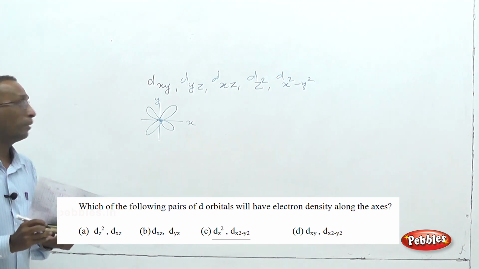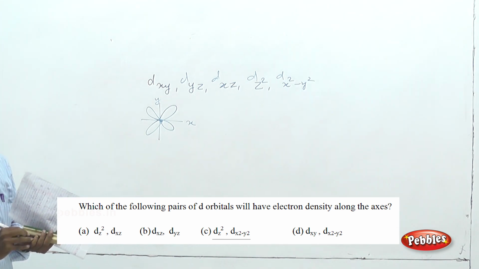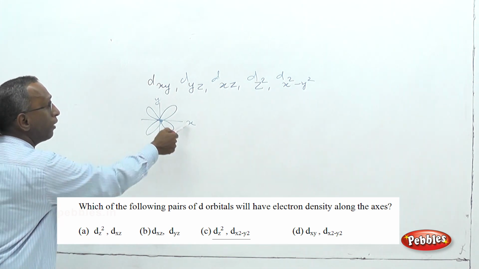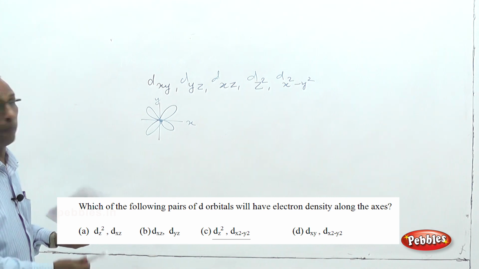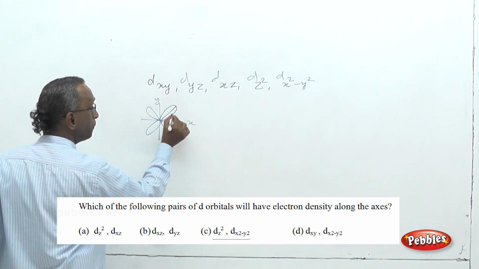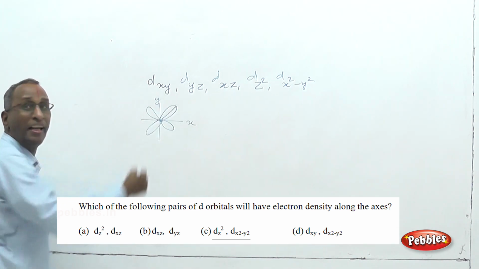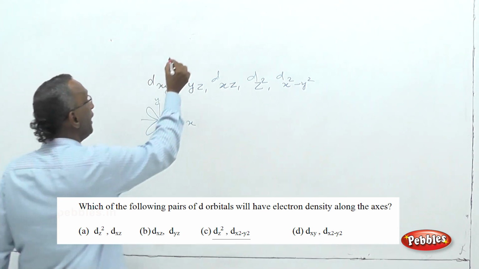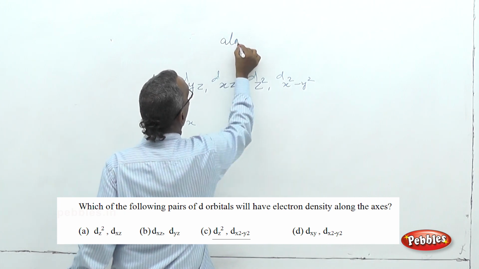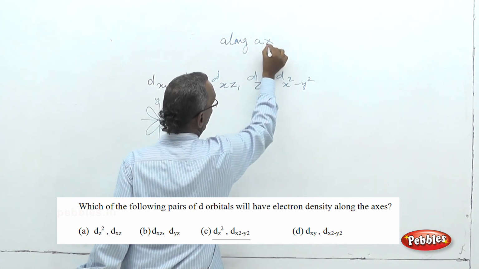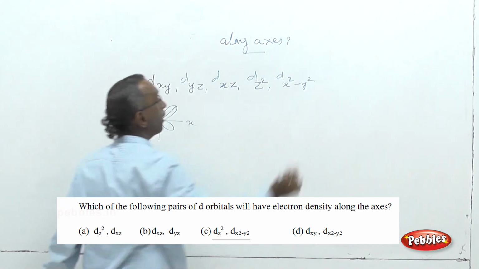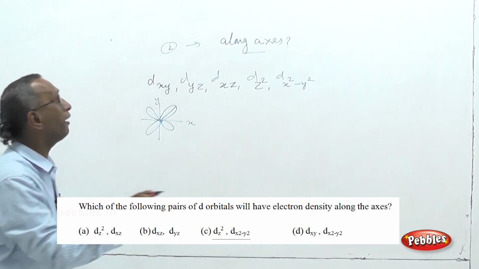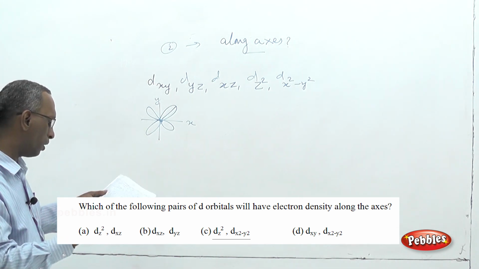The d orbital has 4 lobes. The 4 lobes are situated in the xy plane, but the lobes are not along the axis. They are diagonal with respect to the axis. They are not along the axis. The question is how many d orbitals are along the axis. Out of 5 d orbitals, only 2 of them are along the axis.